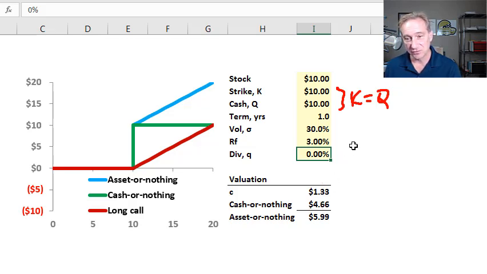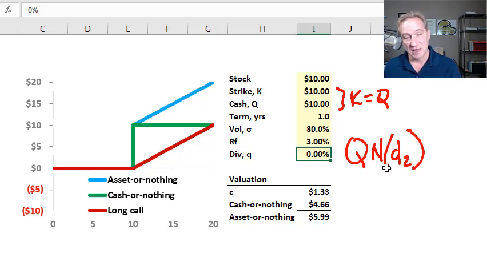After all, this cash or nothing pays Q at expiration if the stock is above the strike. And the probability of that is actually given by N of D2, the same N of D2 that's in Black-Scholes-Merton. That's the standard normal cumulative distribution function of D2. And that N of D2 represents the probability the call option will be exercised in a risk-neutral world. If it's not, the value of this is zero.